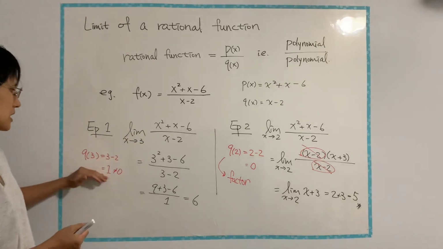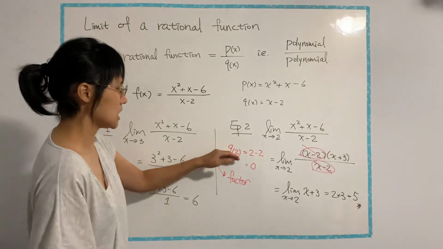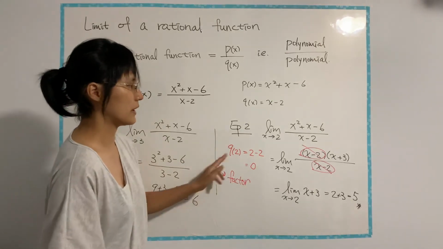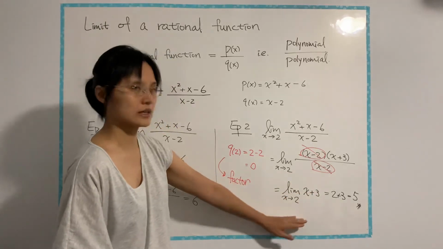When q of c is not equal to 0, go ahead, do evaluation. When q of c equals 0, you need to do factorization, and then move on from there like this.